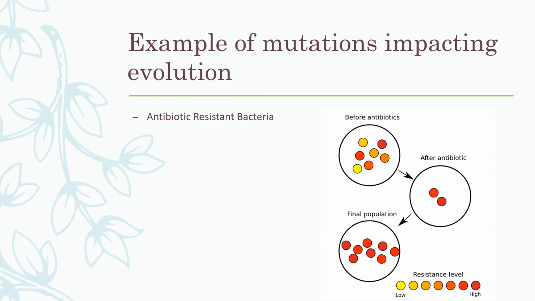So this image below shows a culture of bacteria before antibiotics. They had a varying level of resistance, the lighter or more yellow colors being very little resistance to antibiotics, and the oranger and redder colors having a higher resistance level. So this is a culture, and you have a varying type of phenotype showing up on the culture. After antibiotics, only the most resistant bacteria are still around, and therefore the final population overall will end up with a higher resistance level than before the antibiotics.